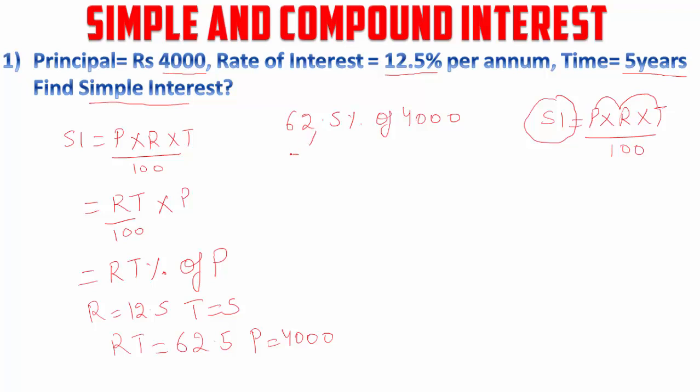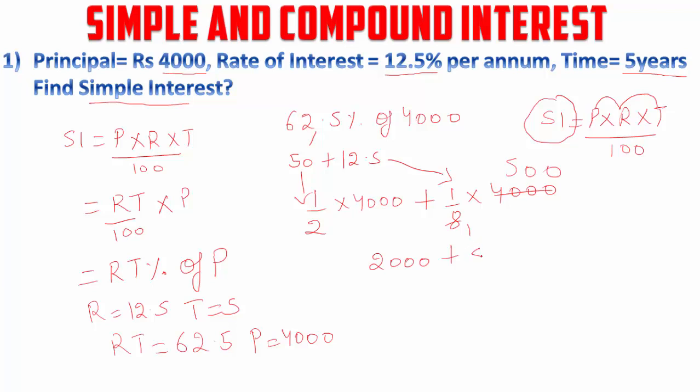We can write 62.5% as 50% plus 12.5%. We know 50% is 1 by 2 of 4000, plus 12.5%, we know, is 1 by 8 of 4000. So half of 4000 is 2000, and 1 by 8 of 4000, 8 fives are 40, that is 500. So simple interest will be 2500. So if you know how to find percentage, you can easily find simple interest without multiplying any number.